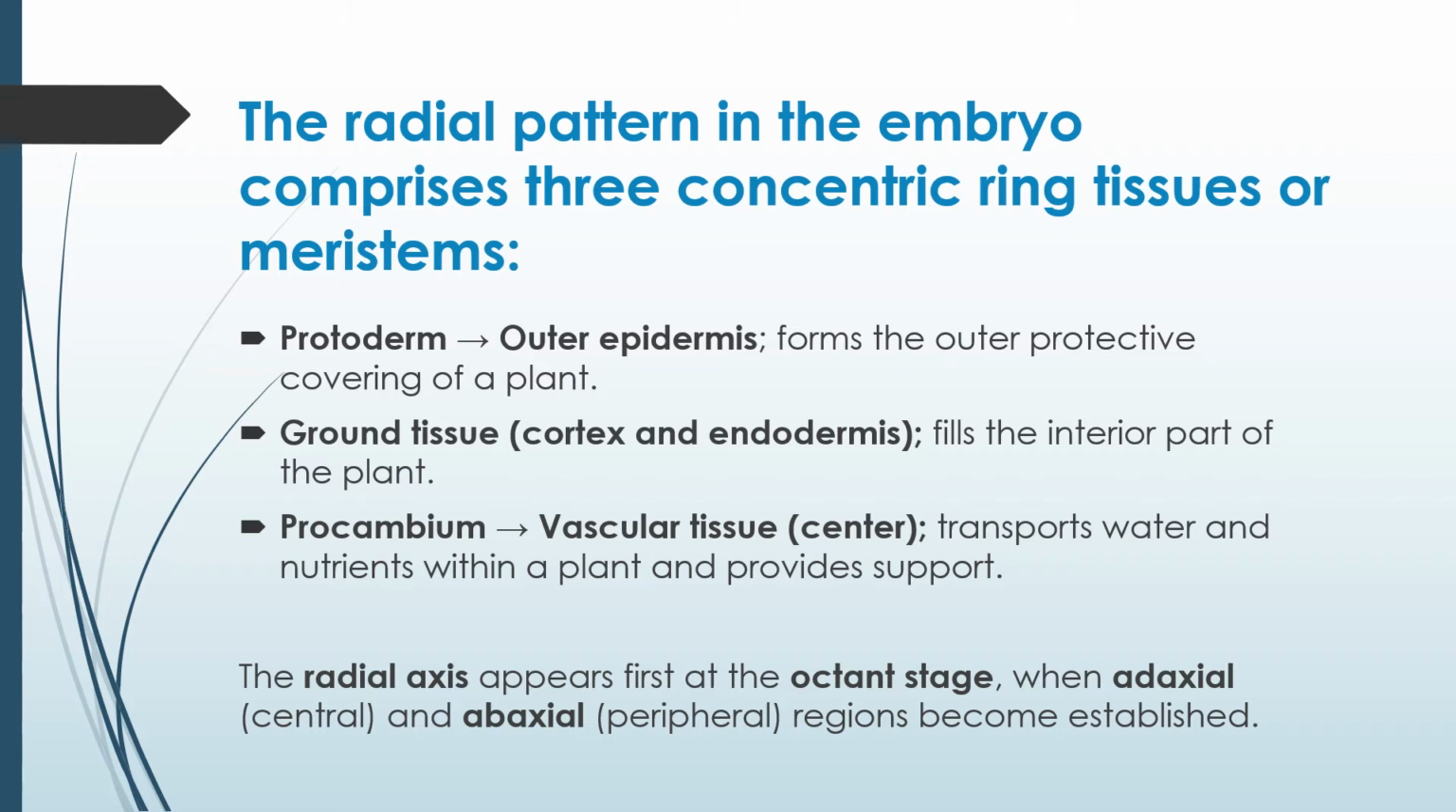And then the procambium is the vascular tissue, which is found in the center. It transports water and the nutrients within a plant and provides support. So, sa procambium, makikita nyo na dun yung xylem and your phloem. So, the radial axis appears first at the octant stage when adaxial or the central and the abaxial or peripheral regions become established.